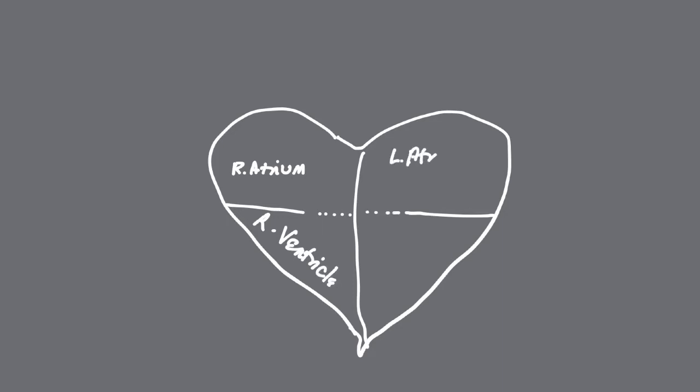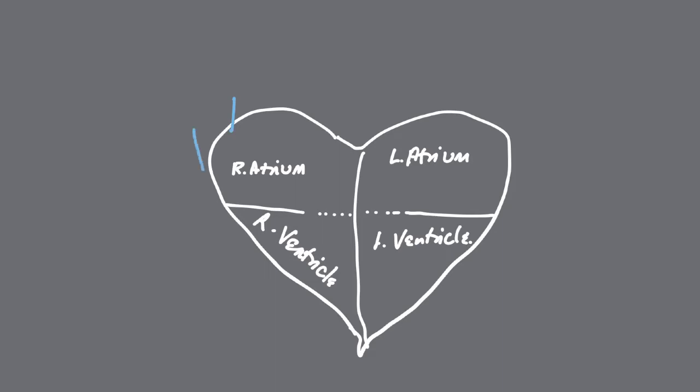Let's take a look at the pathway of blood through the heart. Here's a heart. Here are the 4 chambers of the heart. The right atrium, and below it, the right ventricle. On the left side is the left atrium, and below it, the left ventricle.